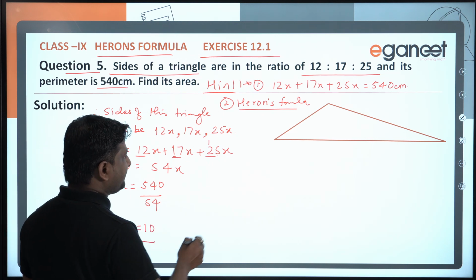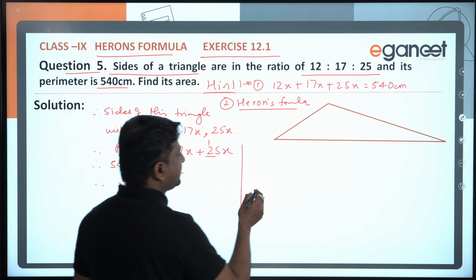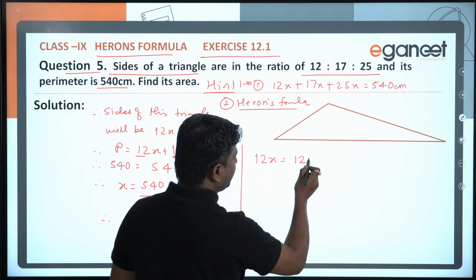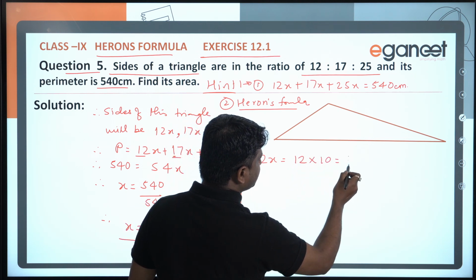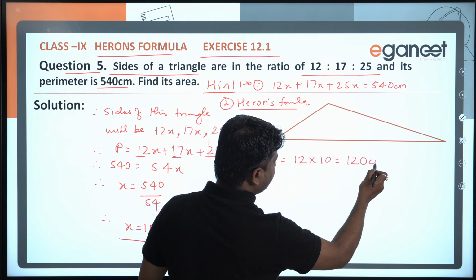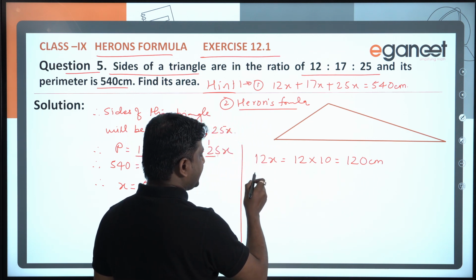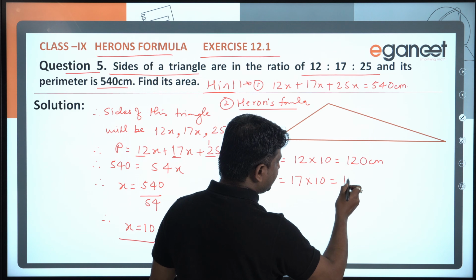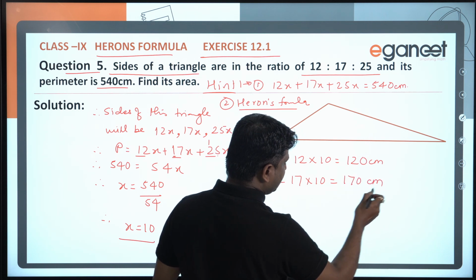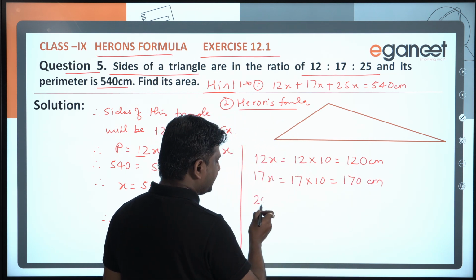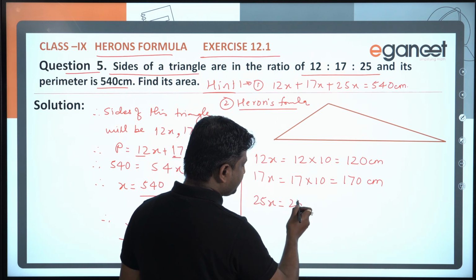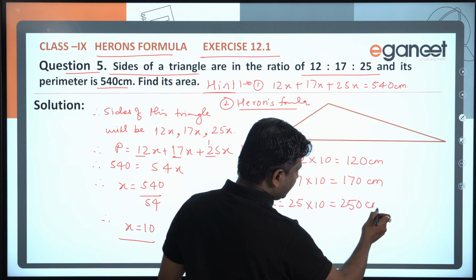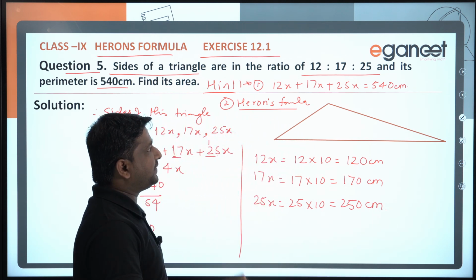Now from this value of x, let's find all the sides of the triangle. Well, the side 12x will be equal to 12 into 10, which is 120 centimeters. The second side 17x will be equal to 17 into 10, which is 170 centimeters. And the third side will be equal to 25x. It means 25 into 10 will be equal to 250 centimeters. Right? Now that's the first step.